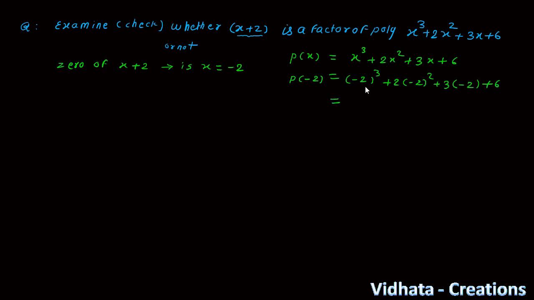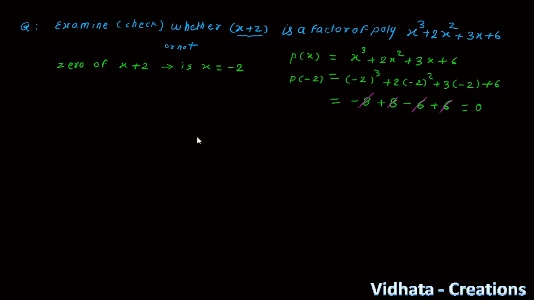Now here you will get minus 2 cube, which is minus 8. And 2 square is 4, 4 twos are 8, so here we get plus 8. Then 3 times minus 2 is minus 6, and again plus 6. This plus 8 minus 8 cancels, plus 6 minus 6 cancels. The value we got is equal to 0.